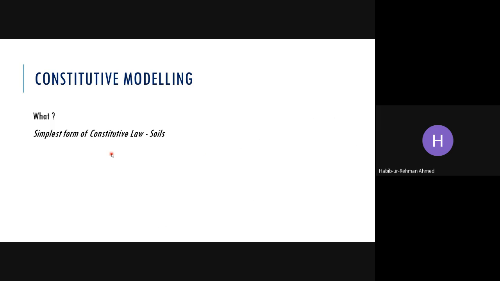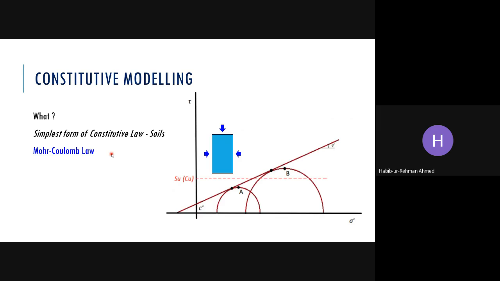Now, what is the simplest form of constitutive law which is applicable to the soils? We have seen it on steel or on other metals or materials, so what is the simplest form of constitutive law that is applicable to soils? I think you, or at least the graduate students, should know this: it is the Mohr-Coulomb law. What is the Mohr-Coulomb law? You can see here a Mohr-Coulomb diagram, and on the left side of this diagram, you can see one specimen which has a confinement pressure applied by these three arrows.